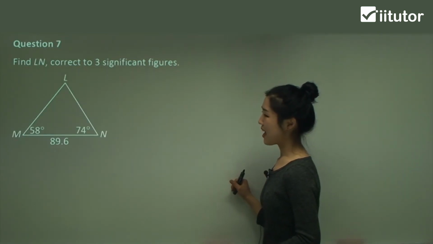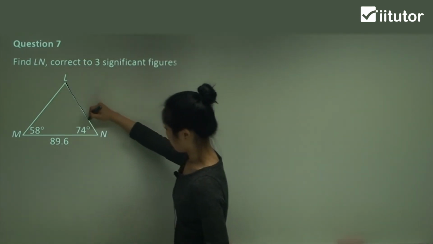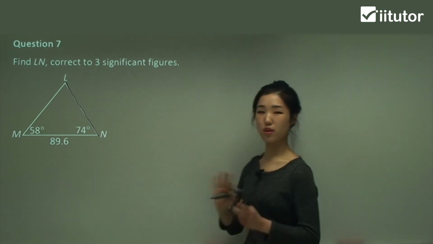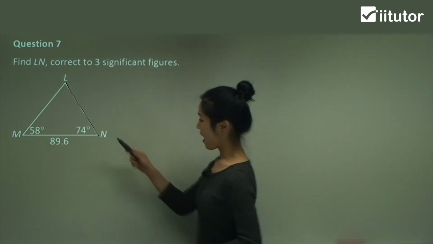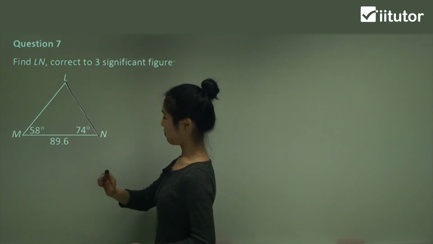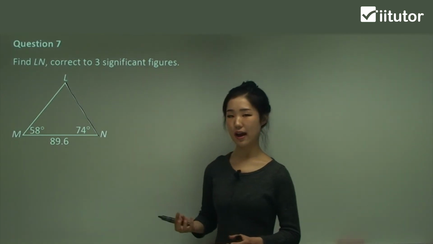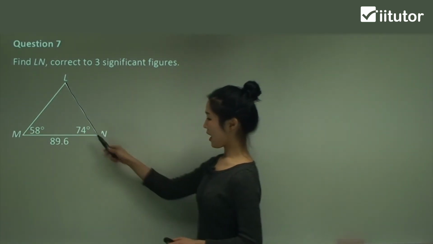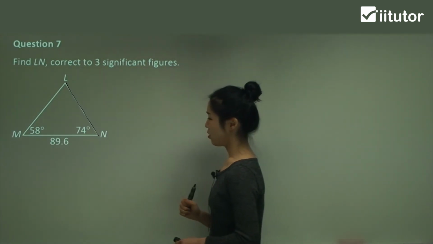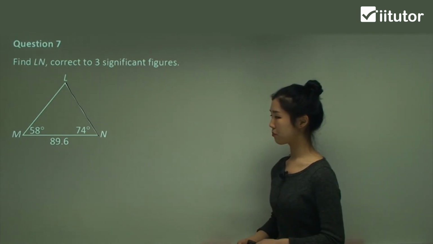Okay, find ln, correct to 3 significant figures. This is ln here. So that's ln, so we're going to look for that side. So we're not looking for the angle, we're looking for the side. And we've got ln, so make sure we have an opposite angle. Yes, we do. Now look guys, I need another pair of opposite side and opposite angle, but I've got an angle and a side, but they're not opposite each other. What are we going to do? We can't use the sine rule straight away, so what are we going to do?